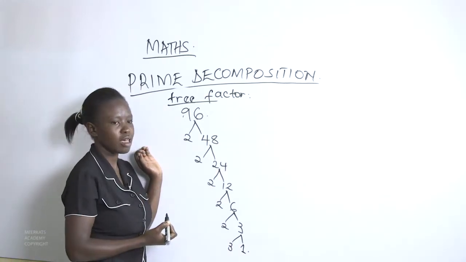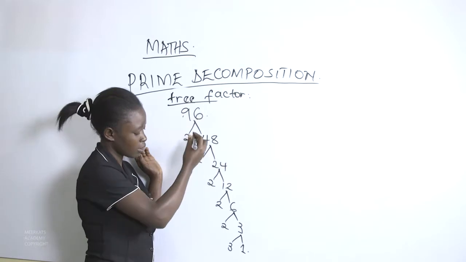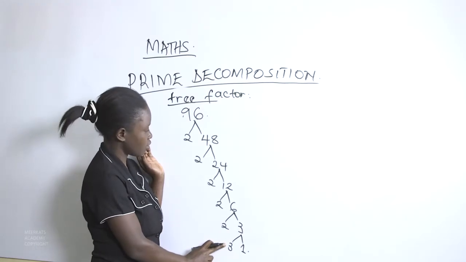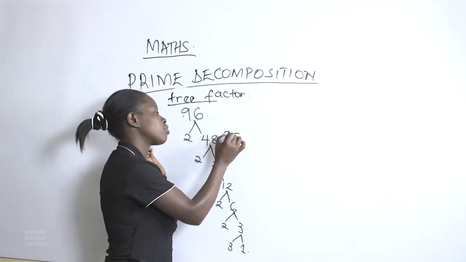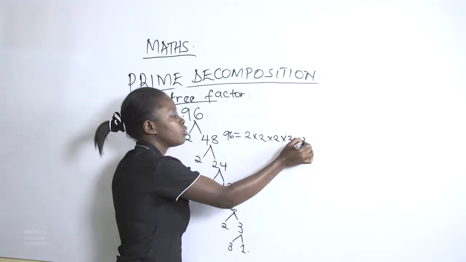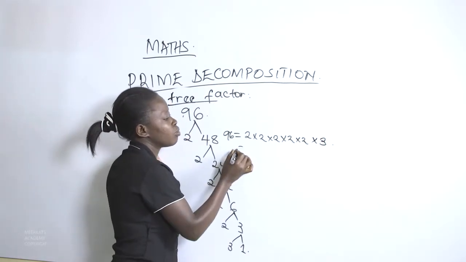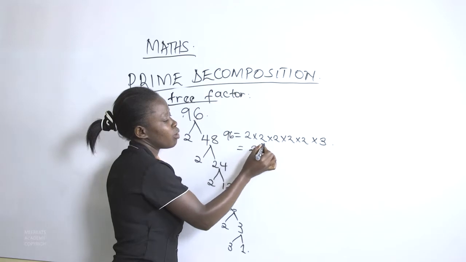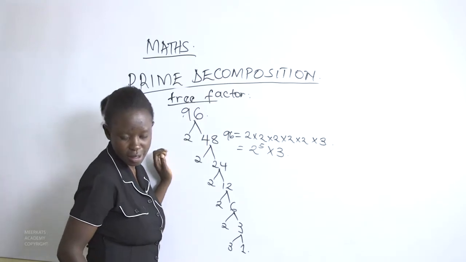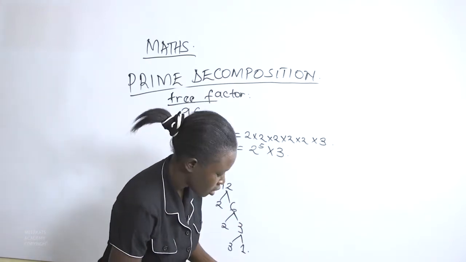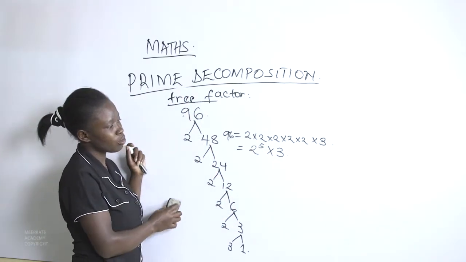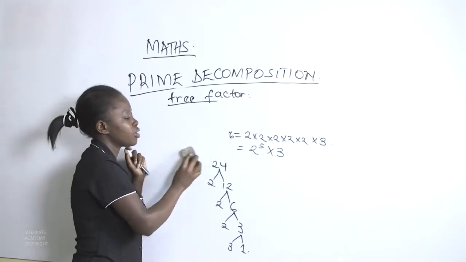So when we express it as a product of its prime factors, we have 2 repeated 5 times, then 3 appearing once. So we have 96 is the same as 2 times 2 times 2 times 2 times 2 times 3. So this means 96 is the same as 2 to the power of 5 multiplied by 3. So expressing 96 as a decomposed product of its prime factors, we have 2 to the power of 5 times 3.